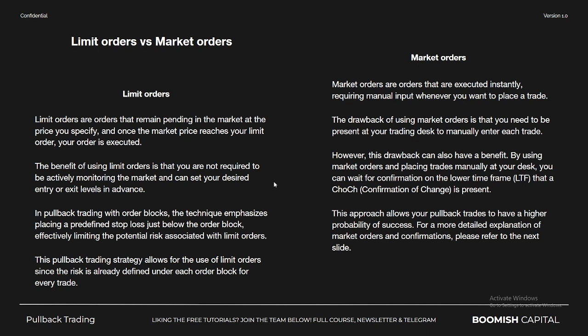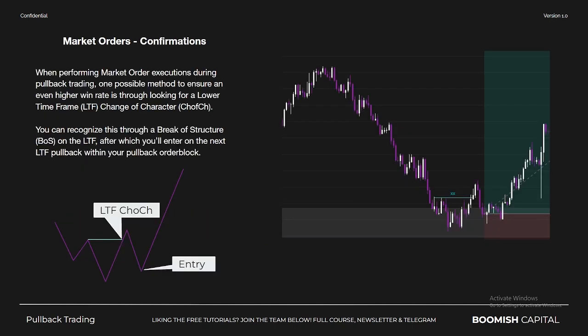Here's a short explanation of limit orders versus market orders, when to pick which one, etc. in your order blocks. Limit orders, as I've explained before, I'm not going to read it out. You can give it a read, pause, and do that. So, why market orders? Here's a perfect example of it.